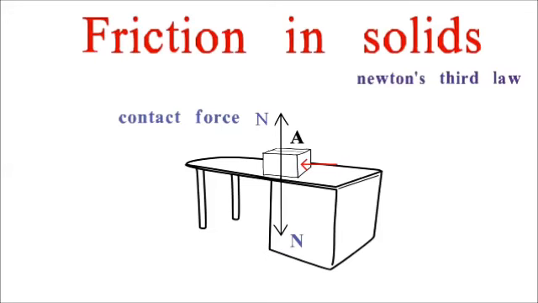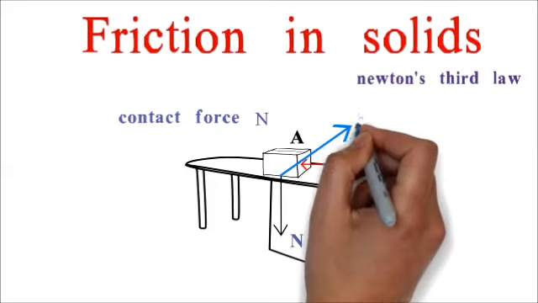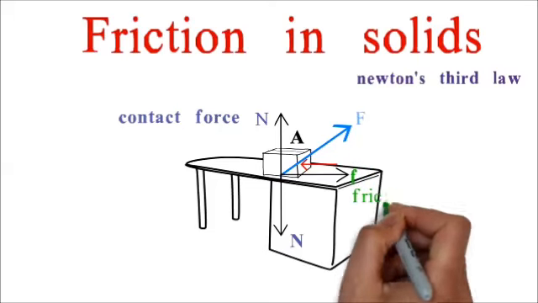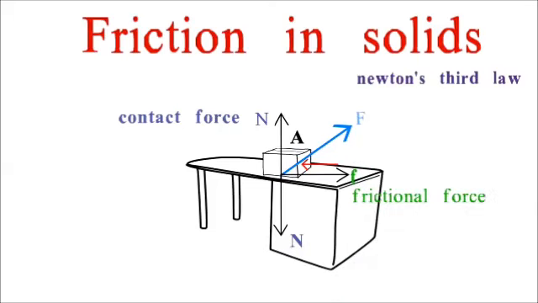Now the contact force changes and can be given by F, which can be resolved into vertical component, the normal force, and horizontal component. This horizontal component is the frictional force, which opposes my push and keeps the block at rest.